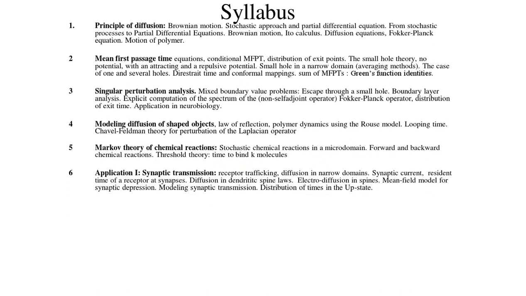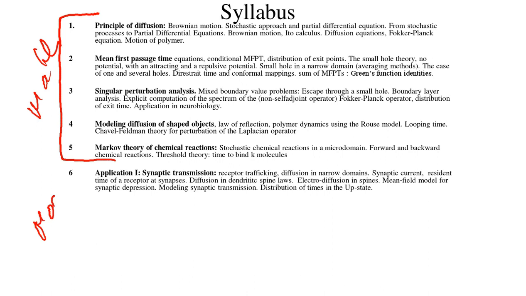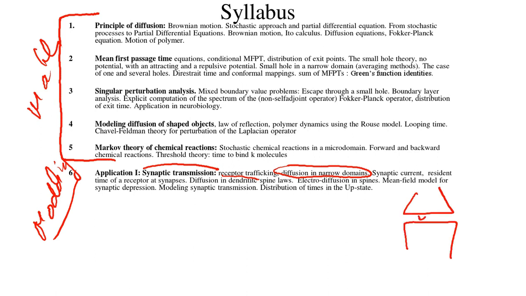Finally, all of this can be considered really as the main mathematical parts. And now for the modeling aspect, we will go to two specific examples: synaptic transmission. I'll discuss receptor trafficking, how we study diffusion in narrow domains, that is, suppose you have a synaptic cleft. How do we study diffusion in here? How do we define the synaptic current, the residence time of a receptor in the synapse, diffusion in a dendritic spine.